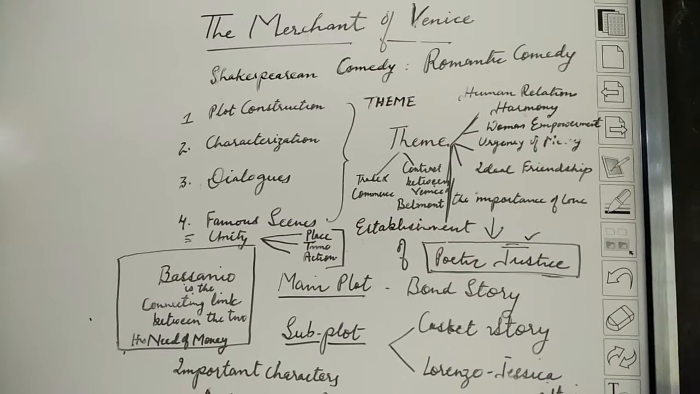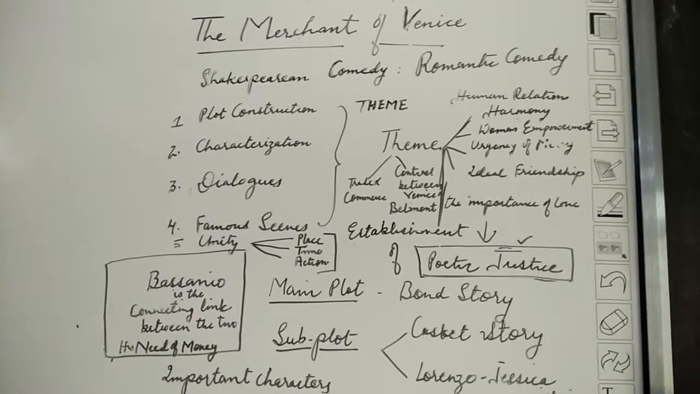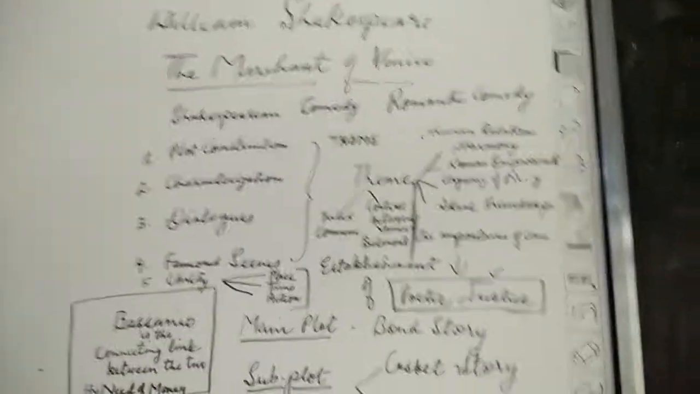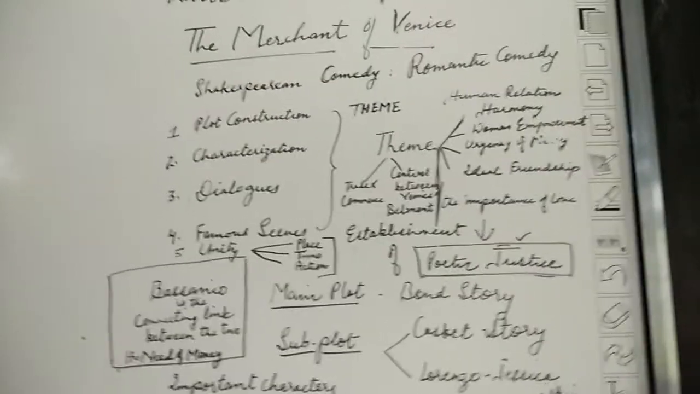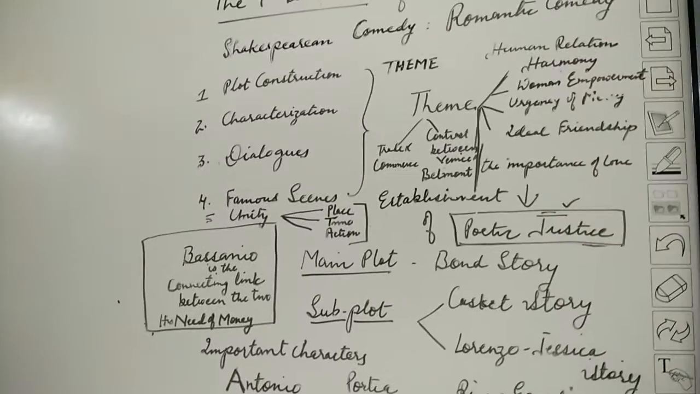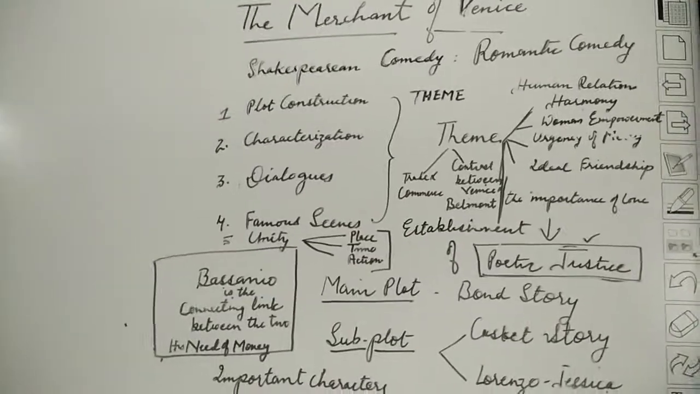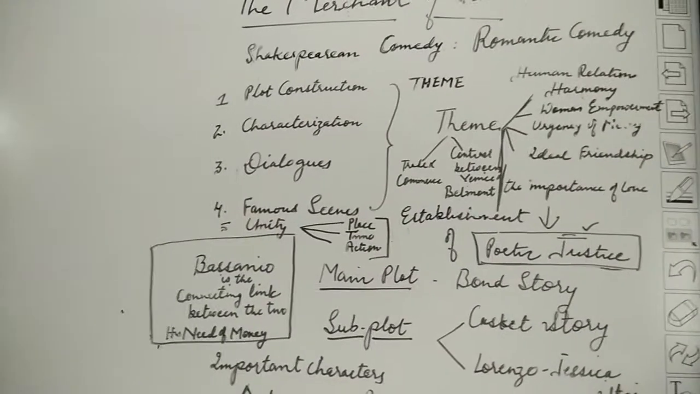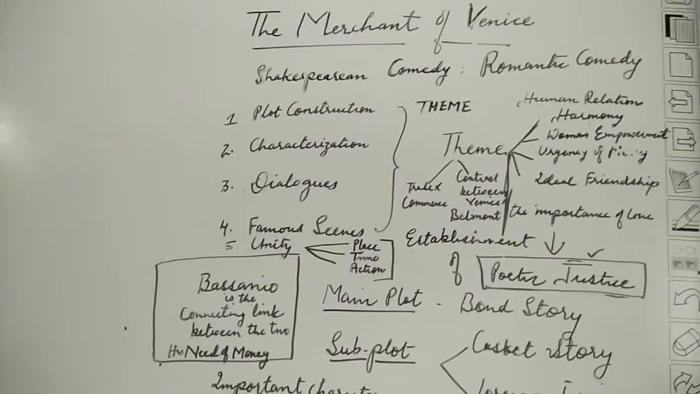So, plot construction, in which we have main plot and subplot. Now, what is the main plot in Merchant of Venice? That is the Bond story. Then we would come to characterization, obviously. That's why I have mentioned that these are interconnected. They are intensely connected with each other.